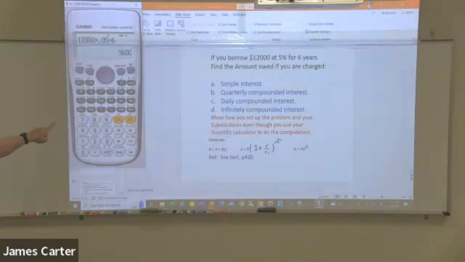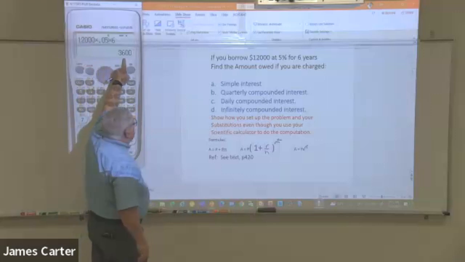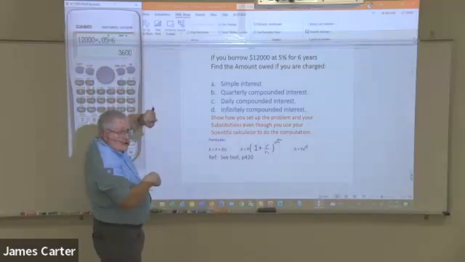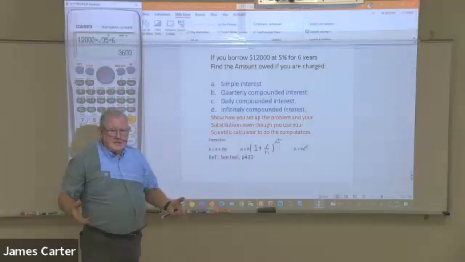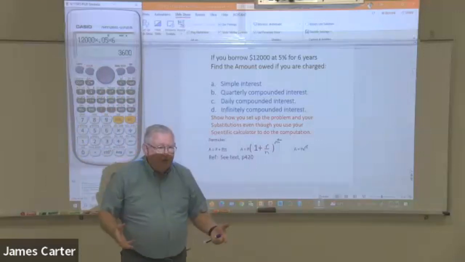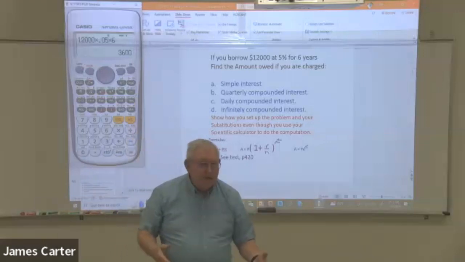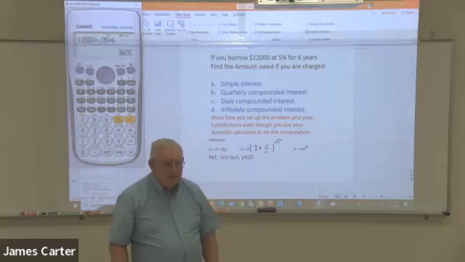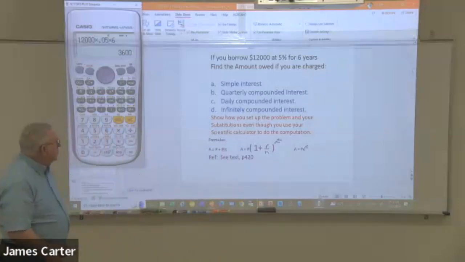That's the way a car loan works. And then you would take that 15,600, 12,000 plus this, and divide it by 60 if you borrowed it for 5 years, or divide it by 36 if you borrowed it for 3 years. Okay, well, in this case, they said 6 years. So you'd have to divide it by 72. 72 months in 6 years. Okay, let's go to the next one.